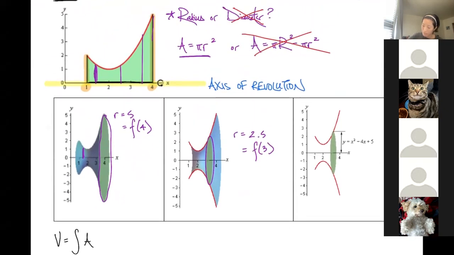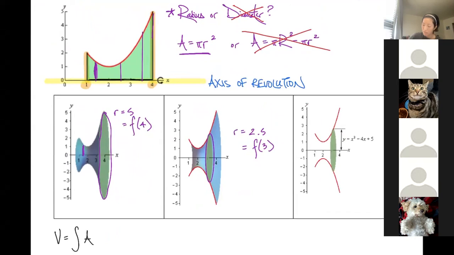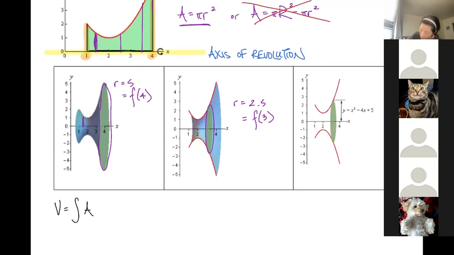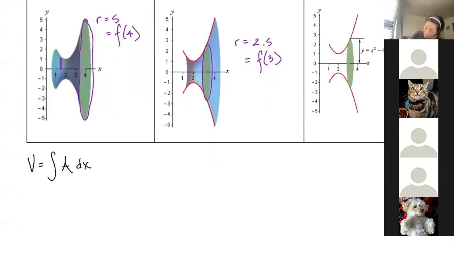Now, given these pictures that we're looking at, would you say that the circles are stacked along the x-axis or stacked along the y-axis? Yeah, these circles are being stacked along the x-axis, right? And more significantly, we're going to start at 1, we're going to stop at 4. And so we can know that we're going to have some sort of dx situation, okay? So let's set this up. I know that I have my integral from 1 to 4. What area formula do I want to use here?